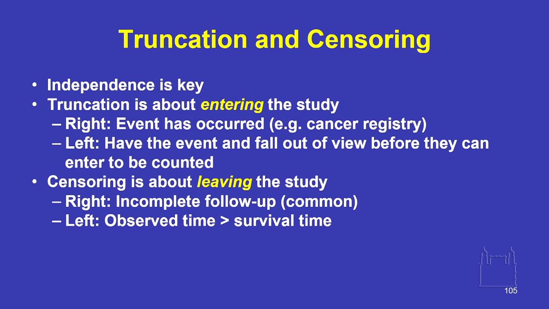Truncation and censoring. Truncation and censoring independence is key. Truncation is about entering the study. Right truncation is an issue if you deal with registry data because the event has occurred, but you may not pick up all of the events. Left truncation is an issue because someone had the event, but they fall out of view before you can ever count them. So this is all about who didn't get into your study that you wish had.